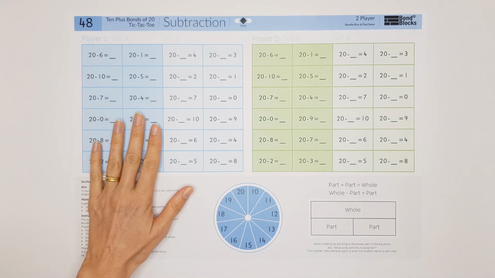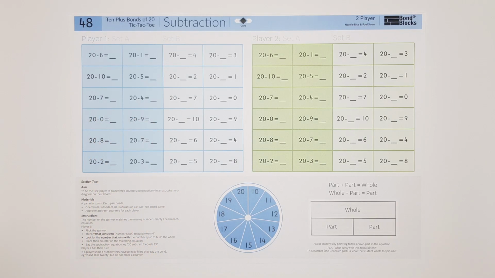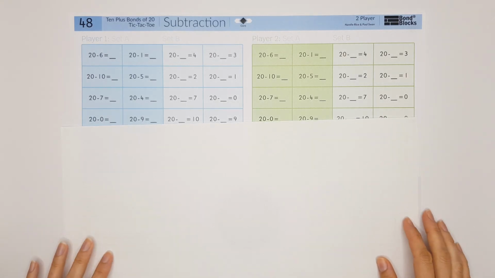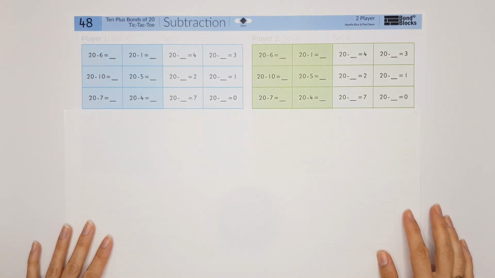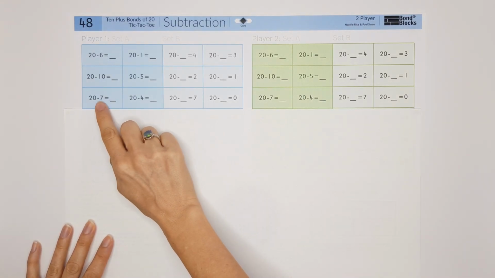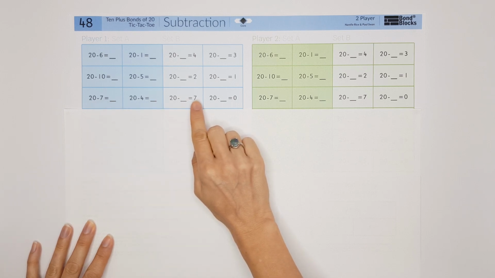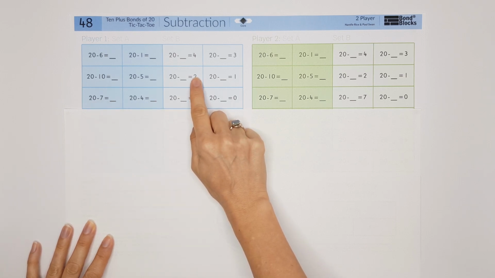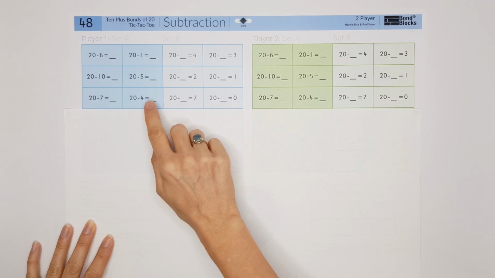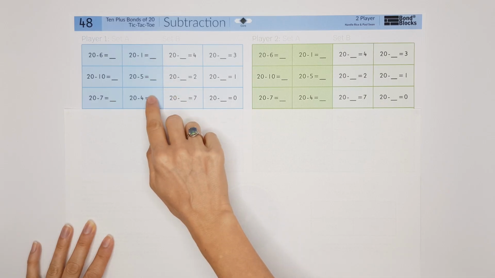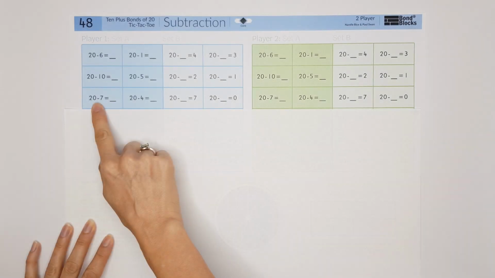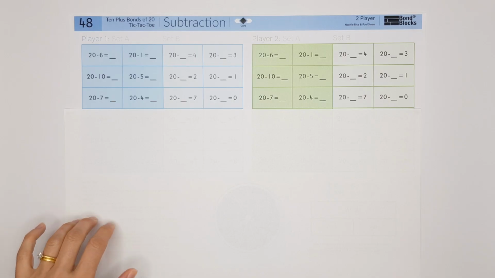The difference between this board and the other board I will show is the size of the part. You'll notice that the known part here is always the single digit. And we are missing the part that has two digits. Let's look at this example.